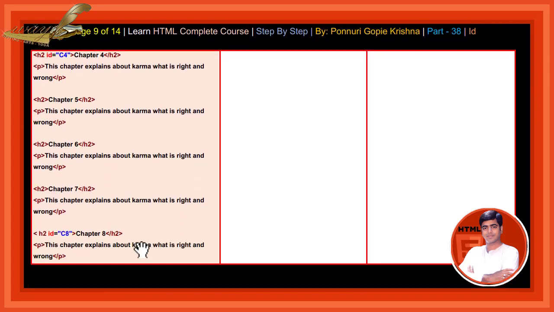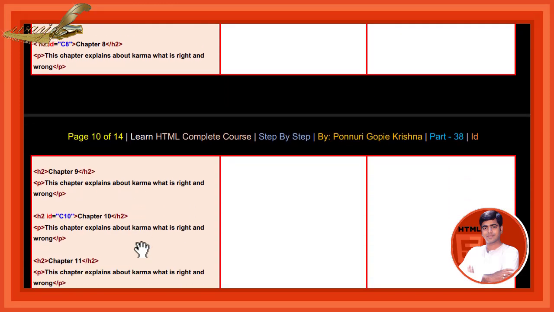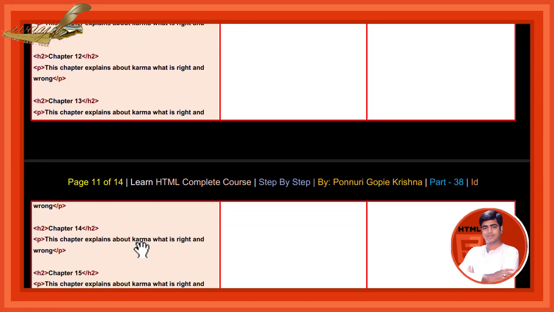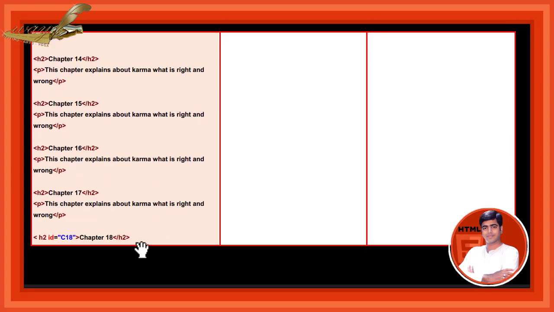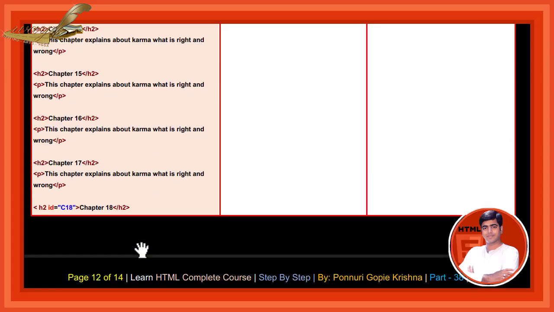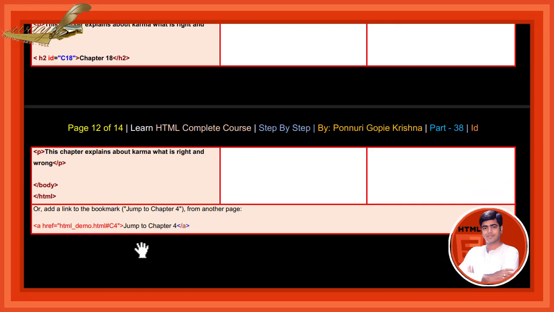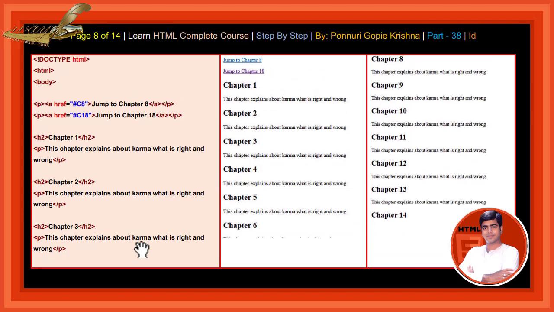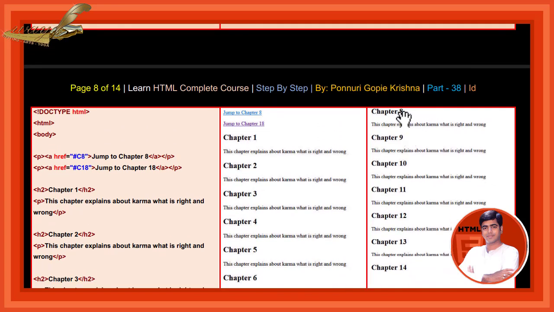See, by writing and executing this. Now here also we used ID C8 for chapter 8. And here we are using ID C10 for chapter 10. See here we are using ID C18 for chapter 18. By writing and executing this code, add a link to the bookmark, jump to chapter 4 from another page. Here is the HTML file, html_C4, jump to chapter 4. See here, by writing and executing this code, we will get the result. When we click jump to chapter 8 or 18, see, it automatically jumps to that chapter.